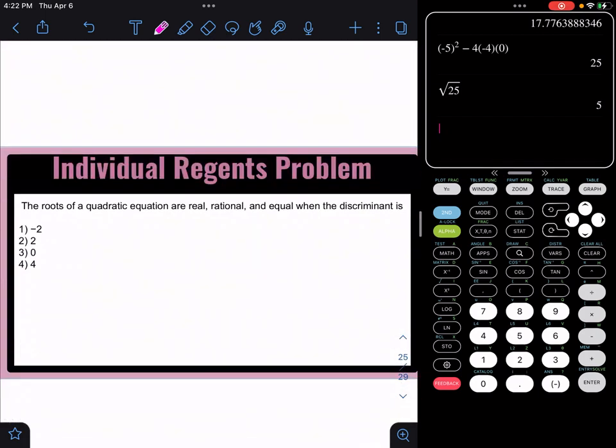Alright, try this one. Pause this video. The roots of a quadratic equation are real, which means it's either equal to 0 or greater than 0. So not choice 1. Rational, which means if you took the square root of it, it would give you a perfect number. That's either 0 or 4. And equal, that means there's only one answer, which would have to be the one that is equal to 0. So choice 3.